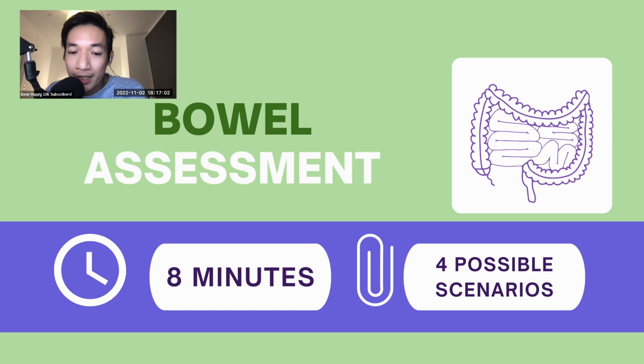So for your bowel assessment, it's 8 minutes, okay? And there are 4 possible scenarios that you might be getting on the examination. Again, it's 8 minutes and 4 possible scenarios. So, Emer, how many scenarios am I getting on the day of the examination? It's only one, okay? It's only one out of 4 possible scenarios.